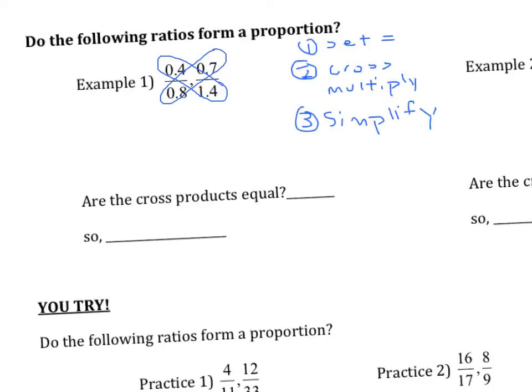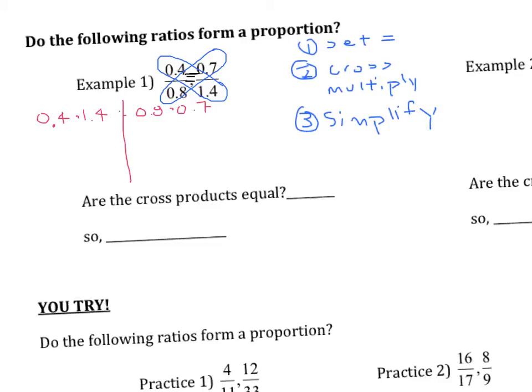Now remember, we need to set these equal to each other. So I'm going to put an equal sign in between. Okay, and that was actually step 1, set them equal, cross multiply. And so I'm going to say, okay, I'm going to do 0.4 times 1.4, and that's going to be equal to 0.8 times 0.7. Okay, I've set up my cross multiplication. Now I need to simplify.